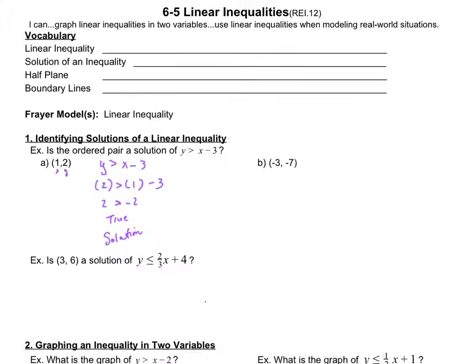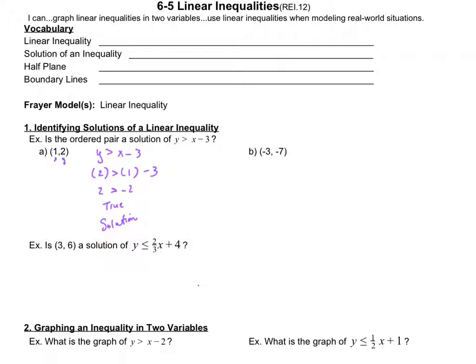Now, if we look at this next ordered pair, we are looking at negative 3 and negative 7. So we have y is greater than x minus 3. We replace our y with negative 7, our x with negative 3, and continue the inequality. Simplifying gives us negative 7 is greater than negative 3 minus 3, which is negative 6. That is not a true statement. Remember, when we're talking about negative values, the farther I get away from 0, the smaller the number is. So as we go down, this would be negative 7 right there. Negative 7 is farther away from 0 than negative 6, so that's not true. So that is not a solution to my inequality.